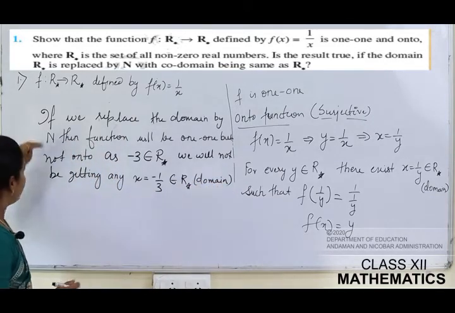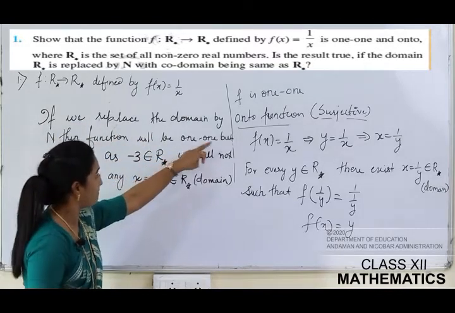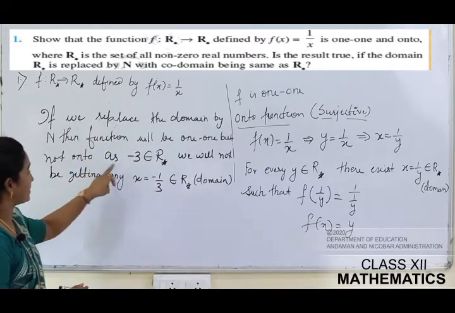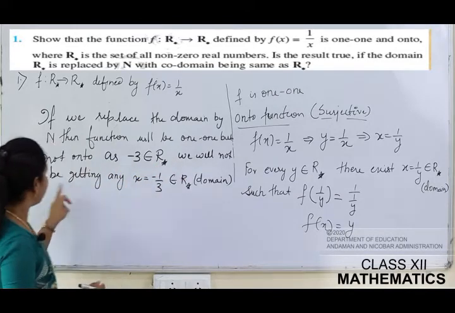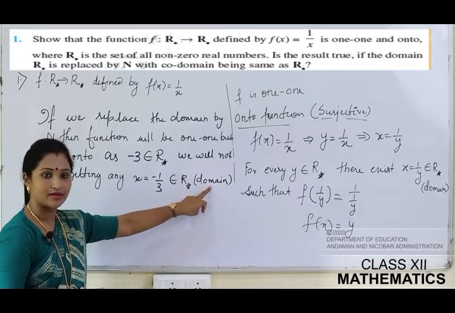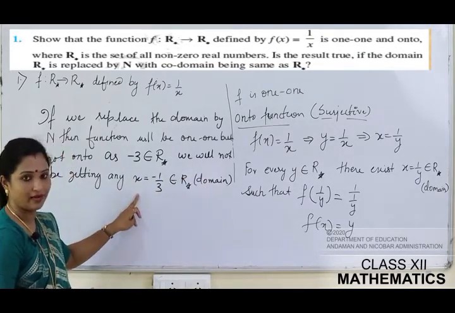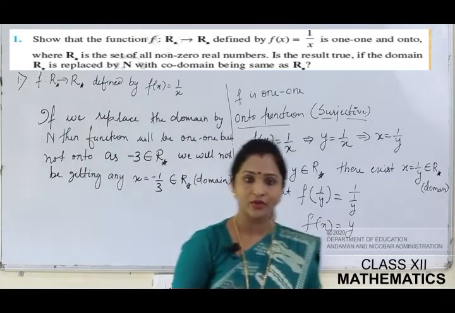Is that clear? If we replace the domain by N, then the function will be 1-1, but not onto, as -3 belongs to R star. We will not be getting any x equal to -1/3 which belongs to R star. Domain में हमें इसका कोई image नहीं मिलेगा. So we can say that the function is not onto. I think it's clear.